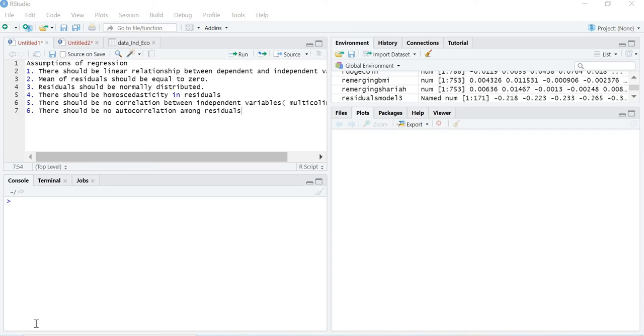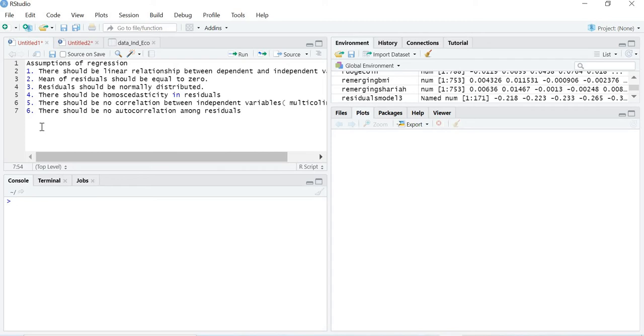Hello friends, today in this lecture we are going to learn how we are going to test the third assumption of regression, that is residuals should be normally distributed. So I've already discussed what we mean by residuals and what the different tests are so that we can check whether our residuals are normally distributed or not.